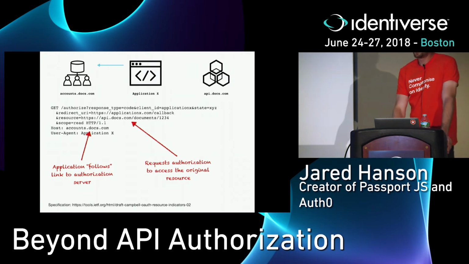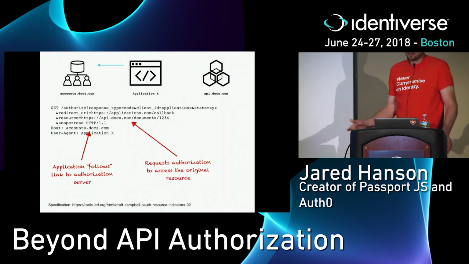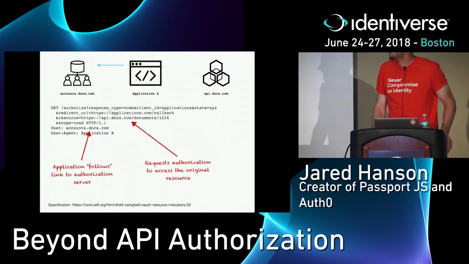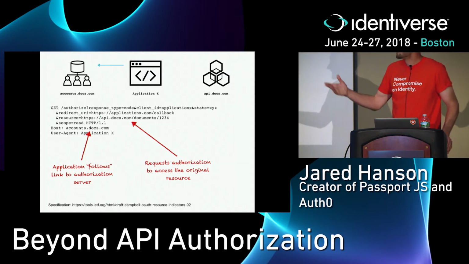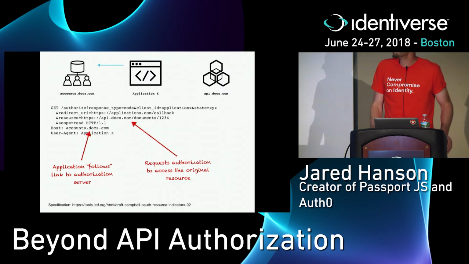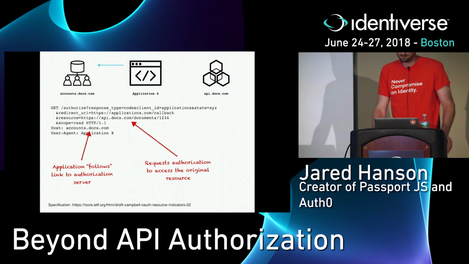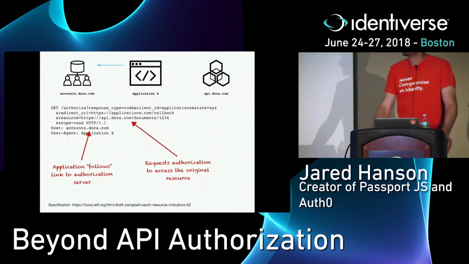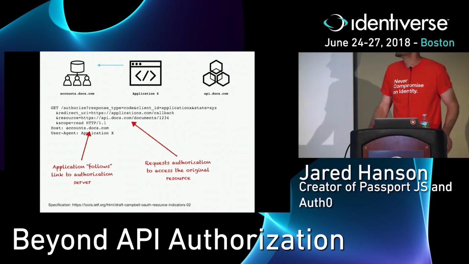Now, when the client follows that link in order to obtain an access token for this resource, it makes a standard OAuth request over to the authorization server. So here you see the request to the authorization endpoint. It's a standard OAuth request with all the typical OAuth parameters, but there's an additional parameter there, which is the resource parameter. And that identifies the specific resource that the client had attempted to access and was denied access to.